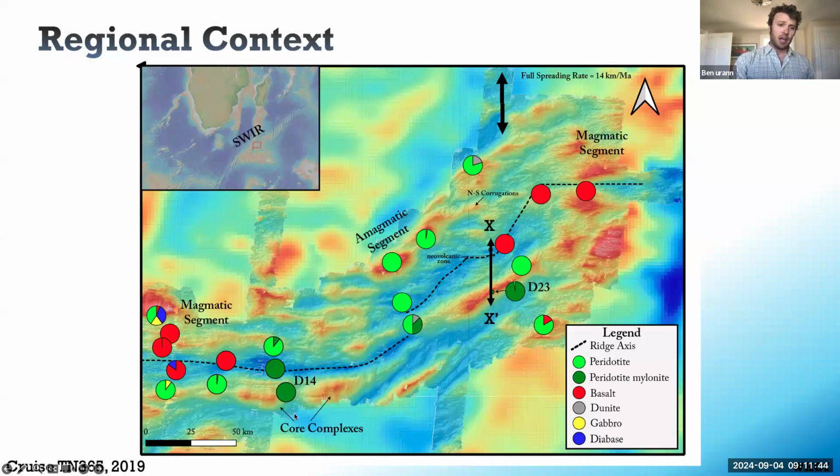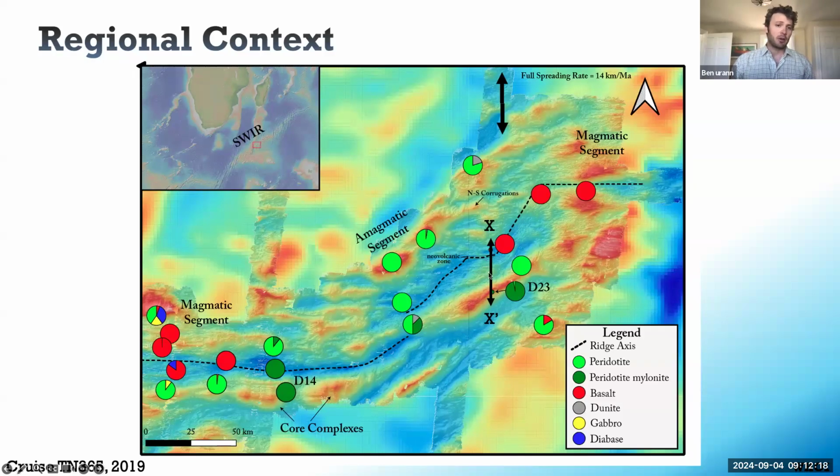And you can also see down here, we have several domes, several core complexes that are shown in and around dredge 14 and dredge 23 up here. What's really interesting about the locations of these dredges, if we look at dredge 23, for instance, is that the dredge was conducted on the outer slope of this rift mountain within the central oblique area. And so this is kind of antithetical to where you would expect to find peridotite mylonites in a typical detachment fault setting.